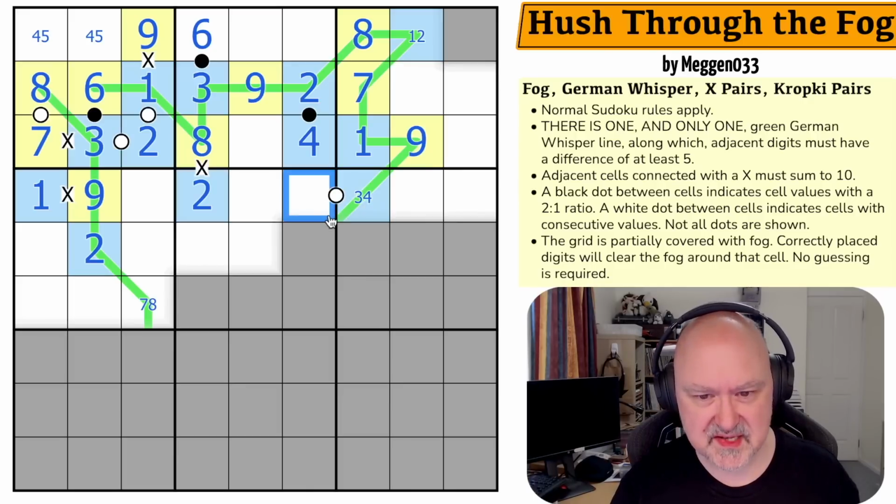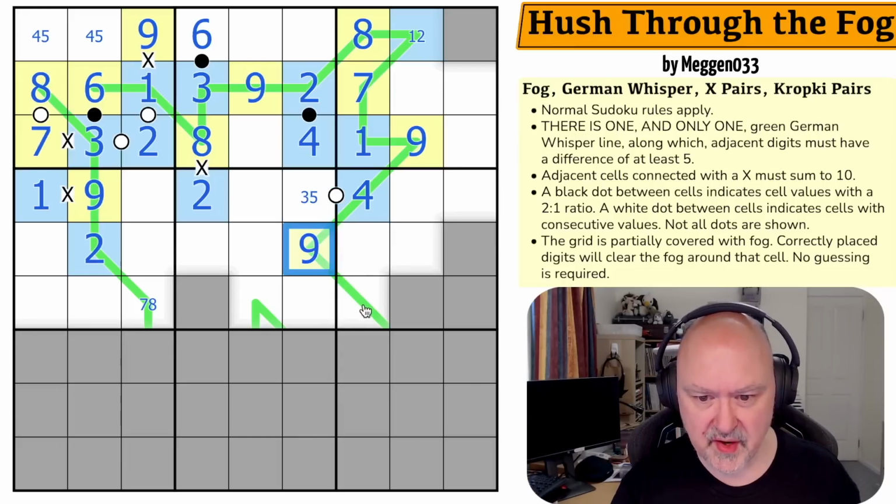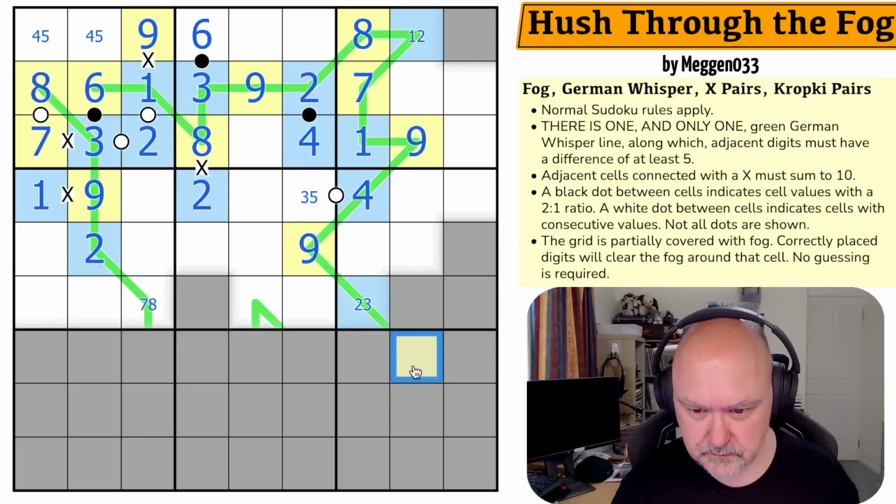So this has to be consecutive with 3 or 4. If this is 3, this would have to be 2 or 4, and it can't be. So that's the 4, meaning that's the 9, which is also a high digit. This has to be now 3 or 5. The 9 means this is a low digit, so it's 2 or 3. This is now a high digit, which is only 6, 7, or 8, and it can't be 6 because it can't be next to a 1.